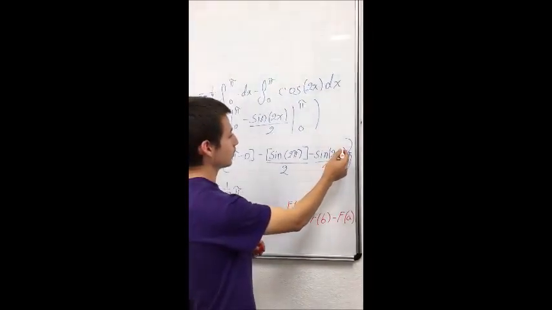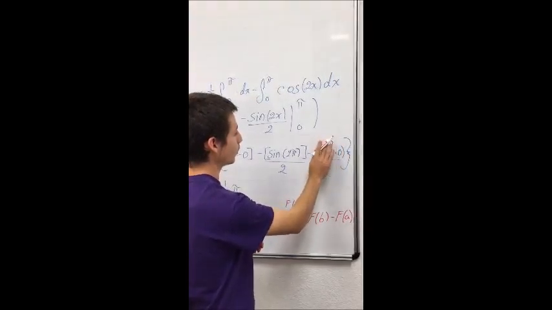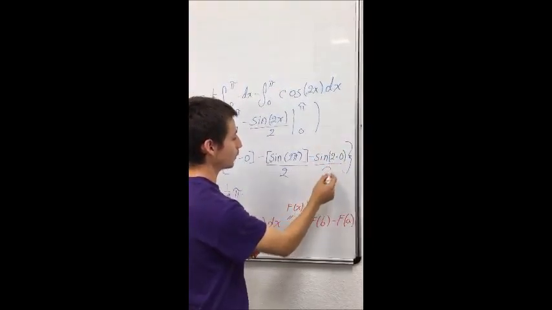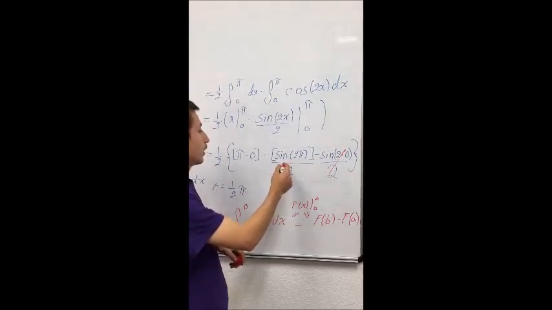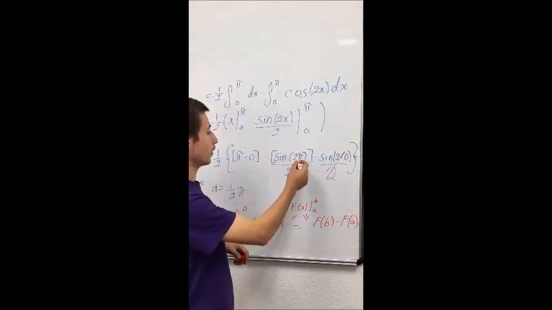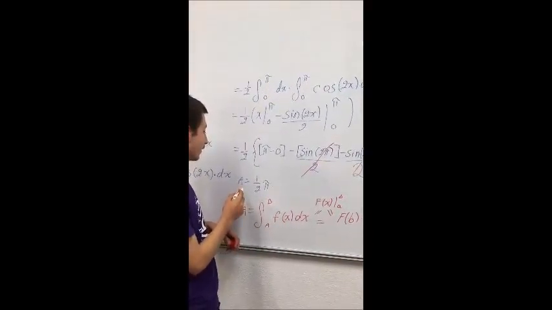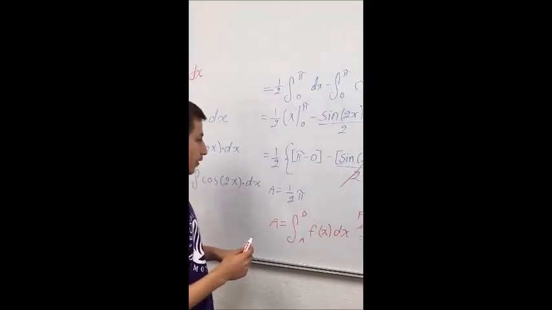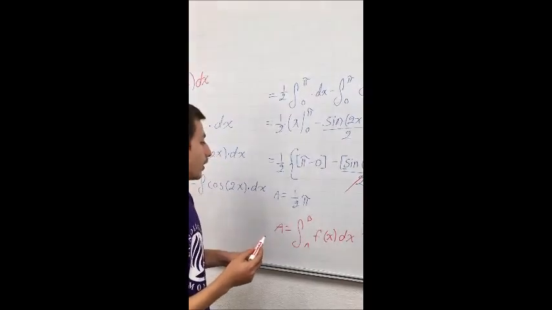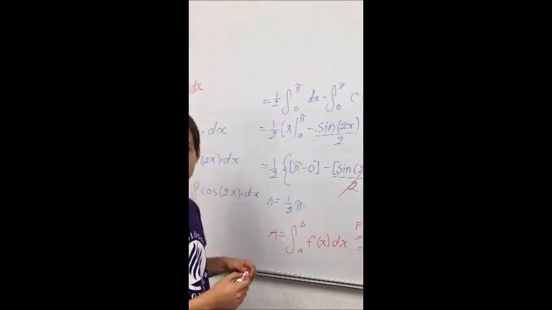And this is 0 over 2, which is 0, and this is sine of pi, which is 0, and the answer of the area is pi over 2.